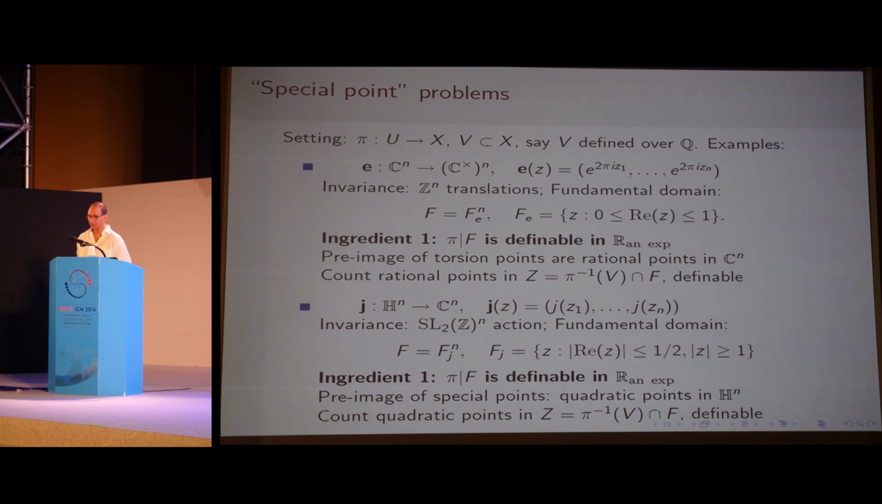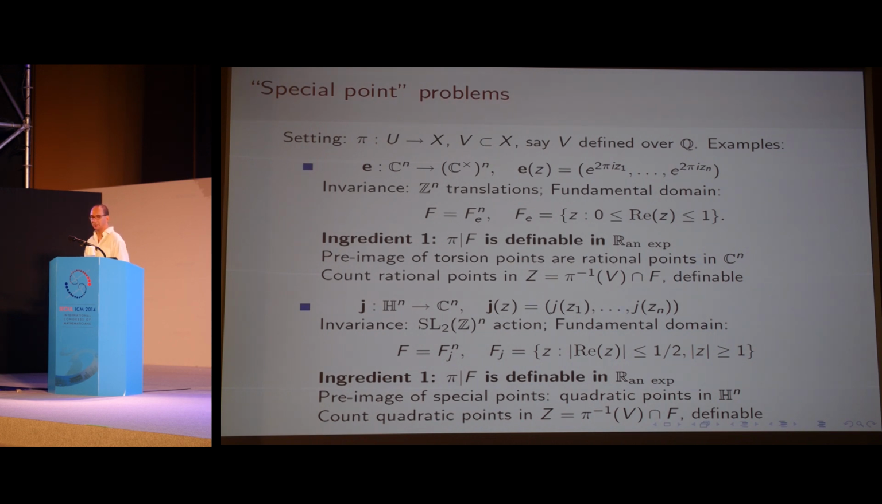So this gives the first key ingredient. In each case, the pre-images of special points are algebraic points of bounded degree in suitable real coordinates. For the exponential function, as normalized, they're in fact just rational points. And for the j function, they're quadratic points. So instead of studying special points in V, we may study rational or quadratic points in this definable set Z, obtained by intersecting the pre-image of V with a fundamental domain.